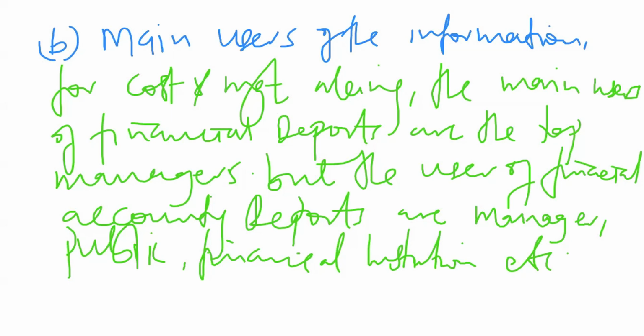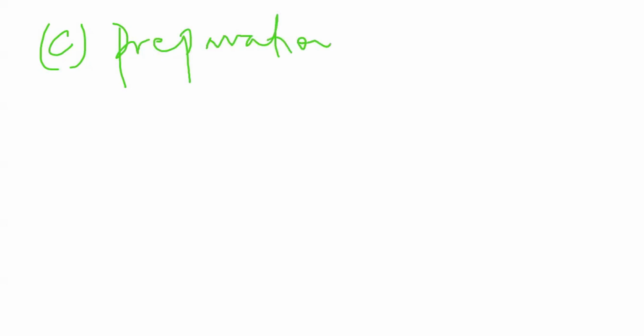So we shall look at the internal and the external users later in this course, but for now, let's understand that the main difference is that management accounting reports are used by the internal users mainly, and the external users focus on the financial accounting reports. So let's go to number 3. There's the third difference. We may have preparation of reports.